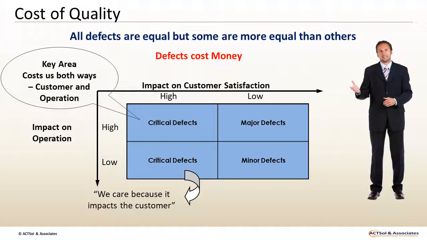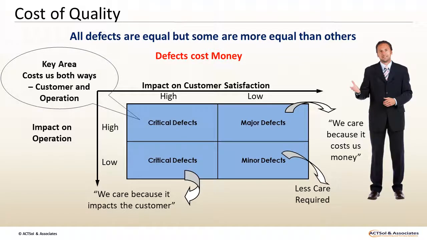We also see that in case of major defects, which cost us money, more care is required. For the case of minor defects, the damage is a little less and hence the care required is also less than the other defects. However, in context of quality management, the key area to be focused should be the critical defects. It impacts the company's bottom line and hence its profitability.